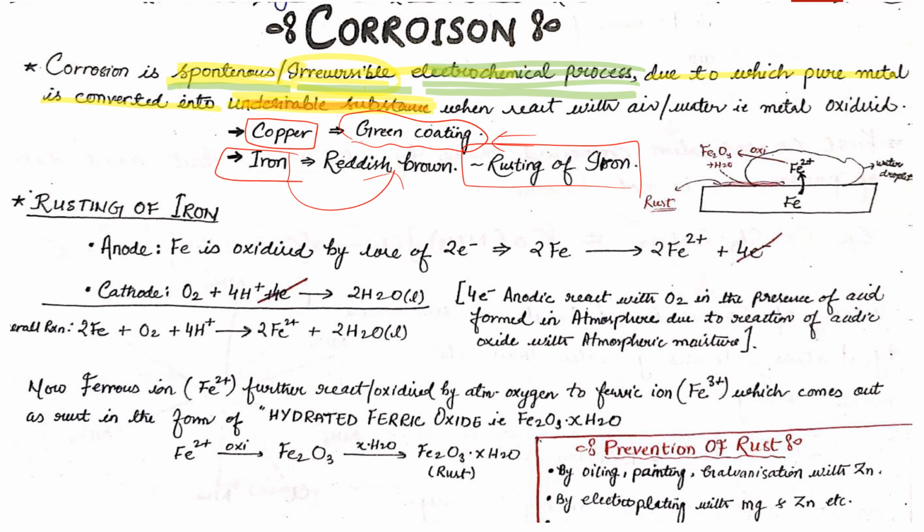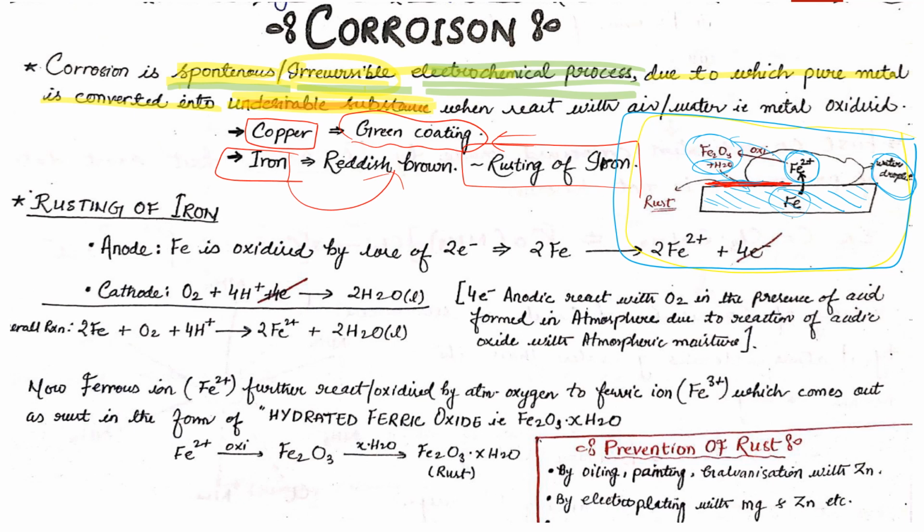Now in the case of iron, focus on this diagram. This is the iron object where iron in pure form is present. This iron, due to the presence of air and water droplets, undergoes oxidation. This oxidized Fe2+ ion further reacts with oxygen present in the surroundings to form Fe2O3. And this Fe2O3, as you can see in the diagram, reacts with water to form a layer of reddish brown color, which deposits as rust.